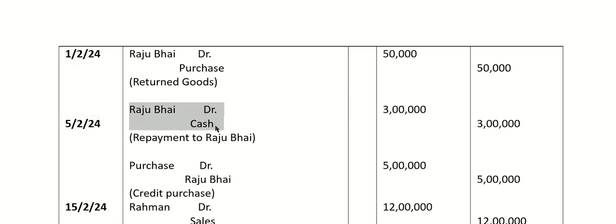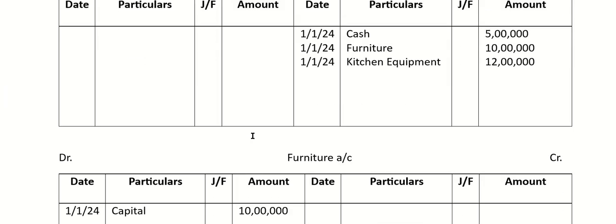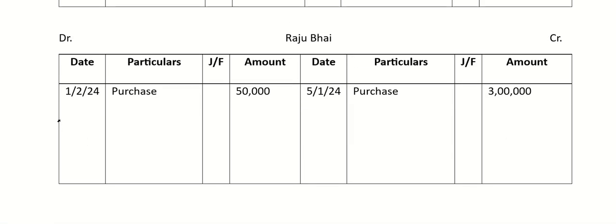On 5/2/2024, we gave cash to Raju Bhai, so we repaid Raju Bhai. The journal entry is Raju Bhai account debit to cash. So we are going to the Raju Bhai account once again. The date was 5/2/2024. Since Raju Bhai is debited, it is on the debit side, and it was debited with what? Cash. And the amount was 3 lakh rupees.